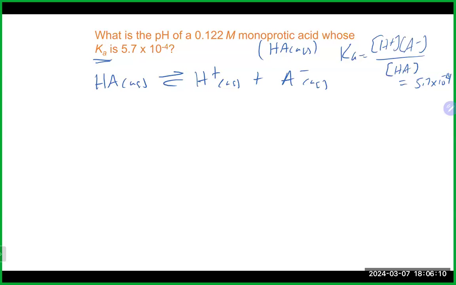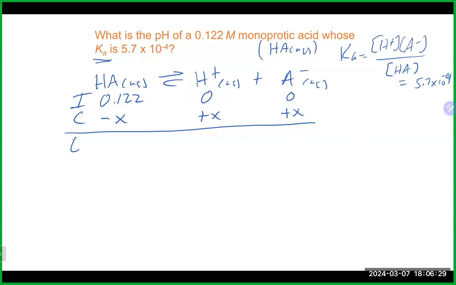Four. All right, so to do our ICE table here, we've got our 0.122, a zero there, and a zero there. So we're not given any information about those. That also means it should be heading towards the product. So we'll have our minuses on the left, our positives on the right, going to get us 0.122 minus x, x, and x. Any questions on the table here?